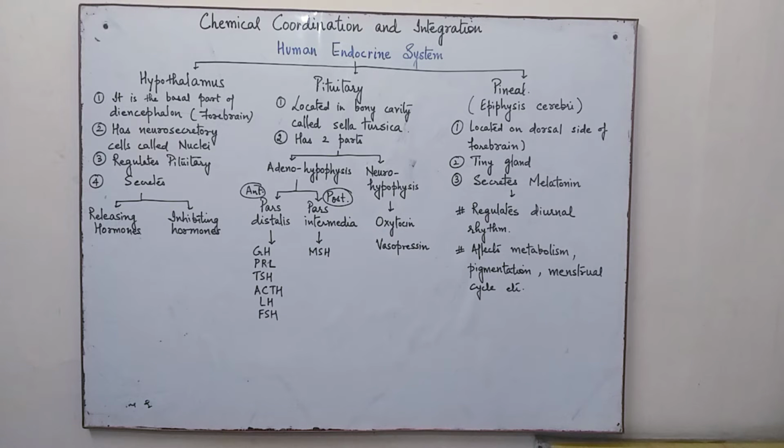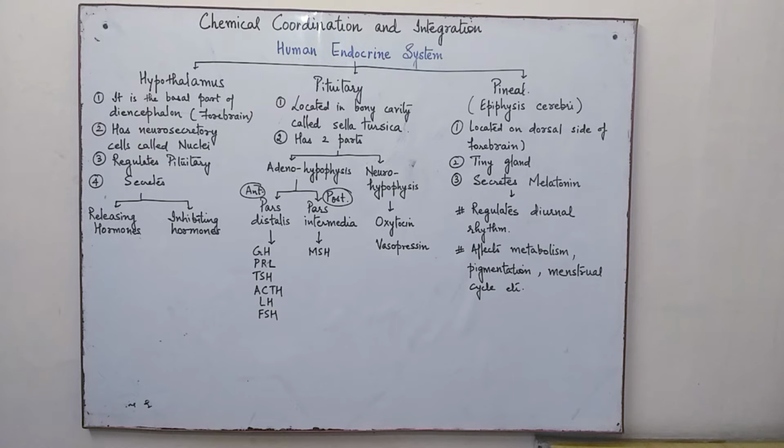This is the chemical coordination and integration chapter where we are discussing the human endocrine system. Now, the mammalian endocrine system has various types of endocrine glands, and these glands are playing a major role in the chemical coordination of the body. Now, when we see over here that the three glands, that is hypothalamus, pituitary, and the pineal gland, they are associated with the brain.